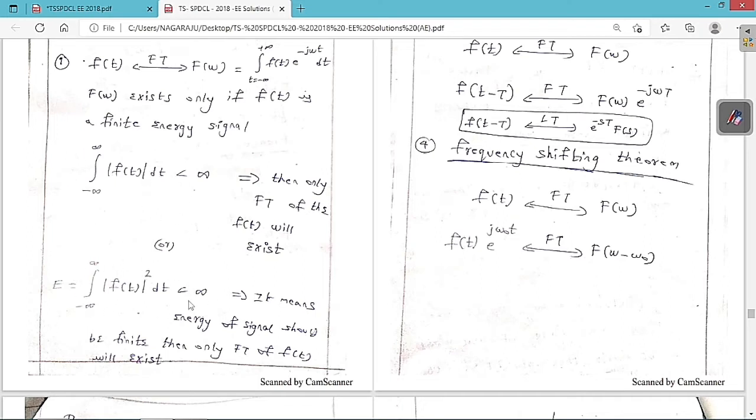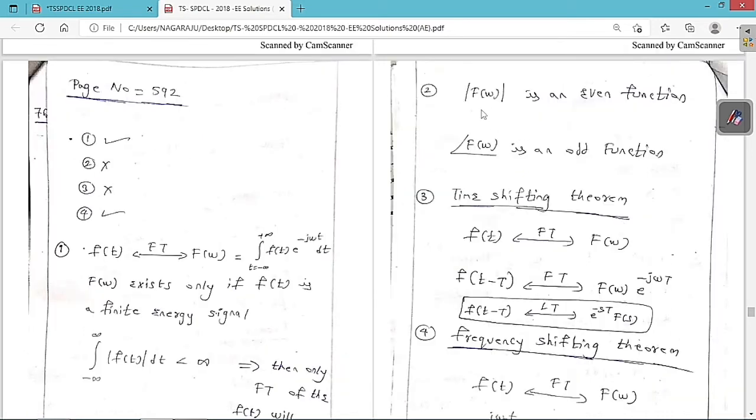So here we can simply say that the energy of a signal should be finite, then only the Fourier transform of f(t) will exist. Whenever the energy of a signal is finite, the Fourier transform is definitely going to exist. The energy of a signal f(t) is E = integral from minus infinity to plus infinity of mod of f(t) whole square dt. So whenever the energy of a signal is less than infinity, a finite value, we are going to get the Fourier transform of that signal.